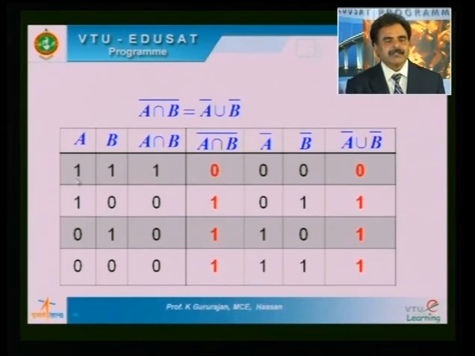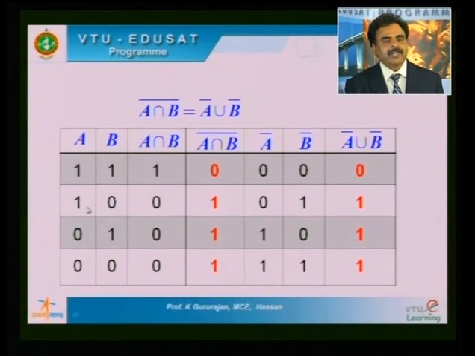So, I consider these values: 1, 1; 1, 0; 0, 1; then 0, 0. Now, when I mention 1, 1, this means that x belongs to A, x also belongs to B. Because x belongs to A and x belongs to B, we know that A intersection B consists of only elements which are present in both the sets A and B. Therefore, write the symbol 1 here. Now, here x belongs to A, but x is not a member of B.